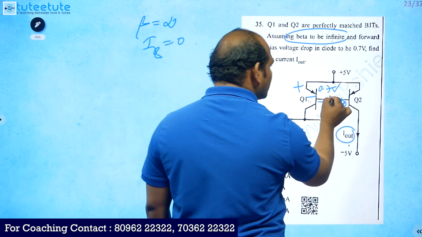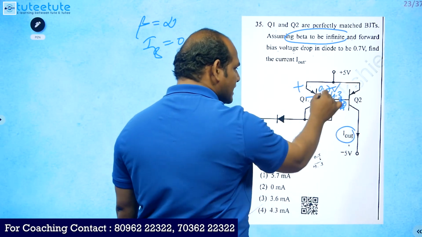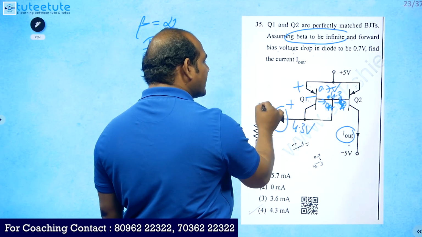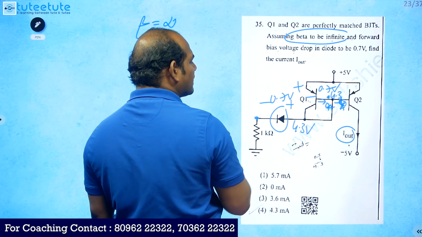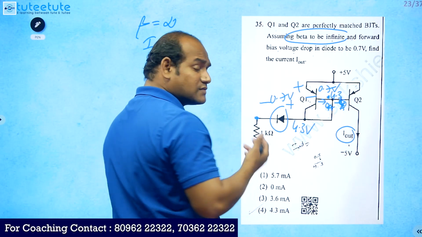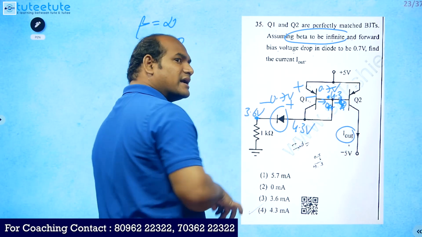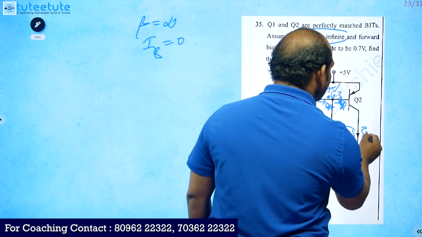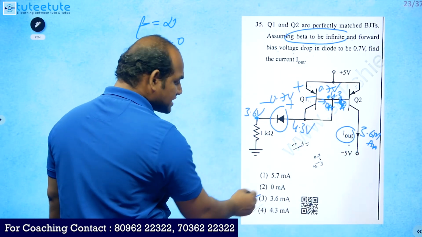So at this particular node, if you apply KVL, 5 minus 0.7 is nothing but 4.3. Same line, same voltage will be there, 4.3 volts. And this will take again one more 0.7. If you remove 0.7 from this one, across this resistor, how much voltage will be there? 3.6. So here we are having 3.6. According to the current mirror circuit, if you have 3.6 here, here also you will be having 3.6 milliamps only. So option 3 is the correct option.